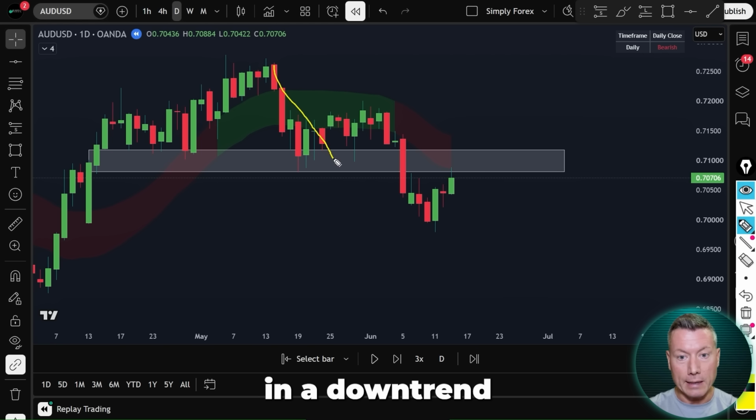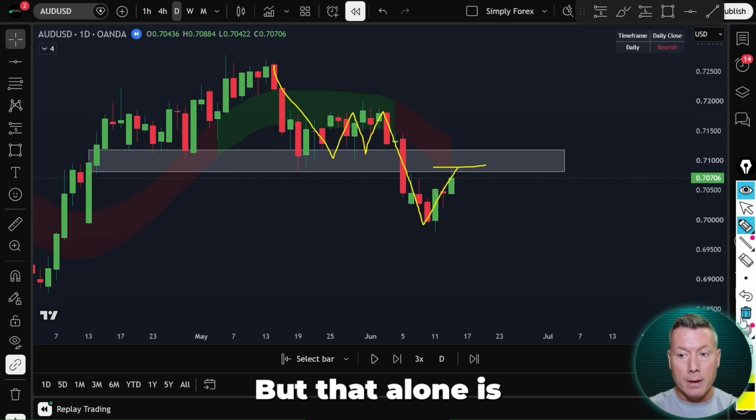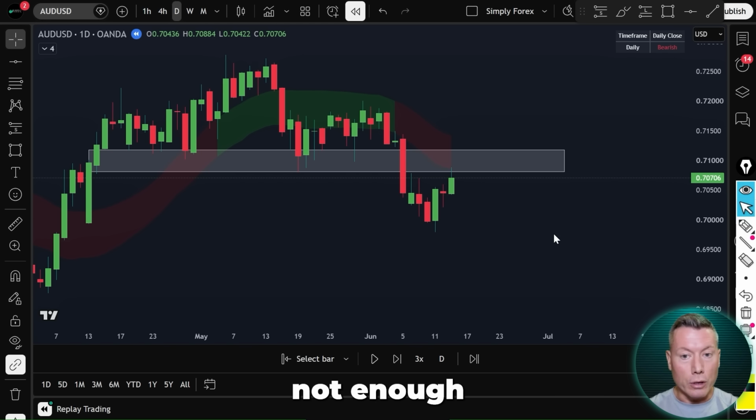We're still in a downtrend, right? We're in this downtrend. We're at a really nice level for sells. But that alone is not enough for me to sell. We also know weekly is super bearish, right?